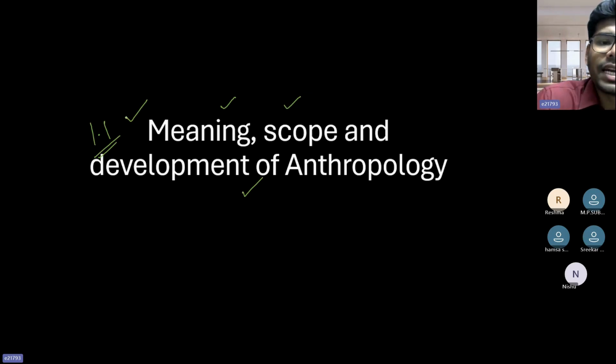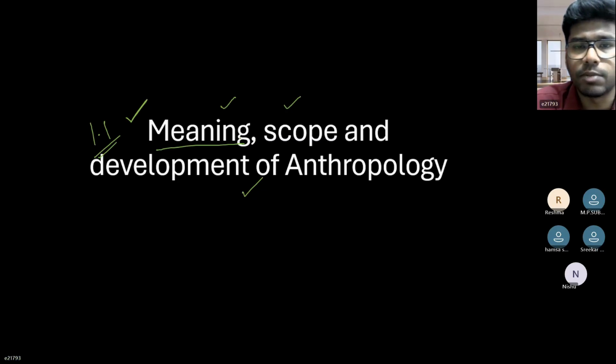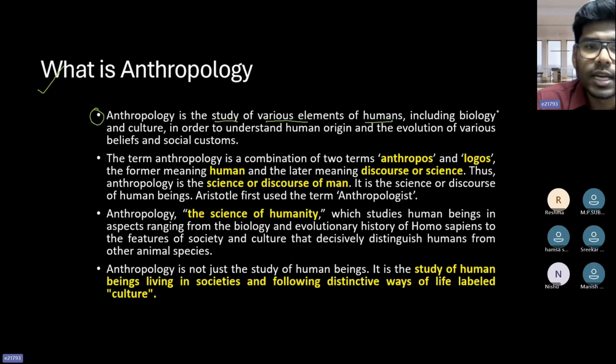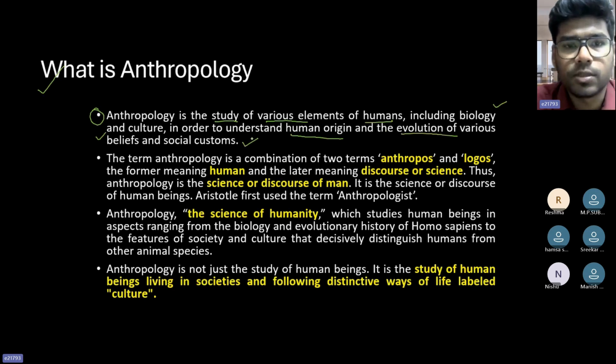We already have a slight understanding of the meaning of anthropology, right? We studied it when we were discussing the important terminology in the first class. In the subsequent classes, and in the syllabus explanation, we understood what concepts are included in anthropology. So let us understand anthropology in depth. What is anthropology? As we have already seen, anthropology is the study of various elements of humans, including biology and culture, in order to understand the human origin and the evolution of various beliefs and social customs, right?